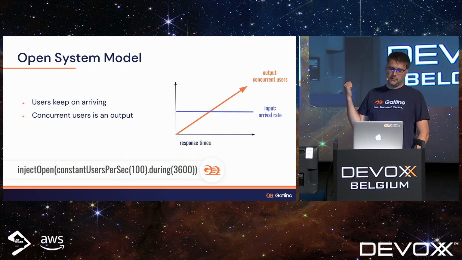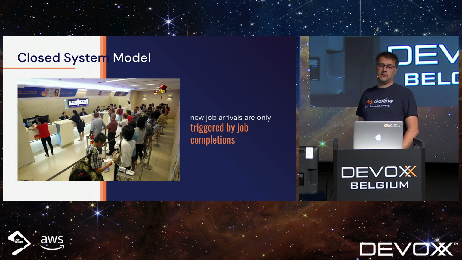So you would use inject open to create 100 new virtual users every second for 1 hour. The opposite system is a closed workload model. In this case, new jobs can only be started when other jobs complete, because you have a maximum capacity. And all the extra jobs that cannot be started are being pushed into a queue.